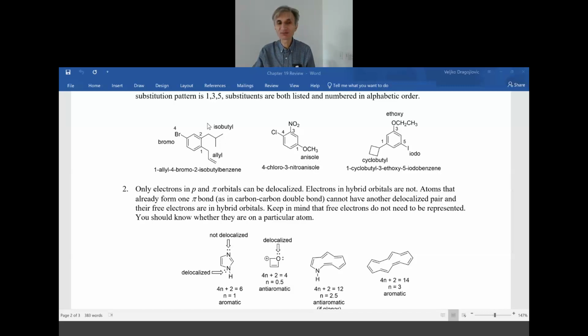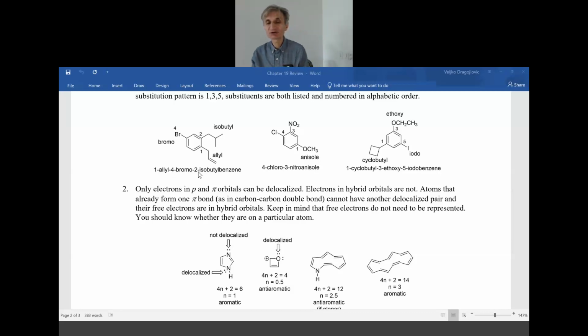And you don't have any more, so the root is going to be benzene. When you list them alphabetically, it's going to be allyl, bromo, isobutyl, benzene. And now the only question is, what is the numbering? In this case, it's the smallest possible set of numbers, that's 1, 2, 4. Then you see which number is associated with each of the substituents. That's 1-allyl, 4-bromo, 2-isobutyl benzene.